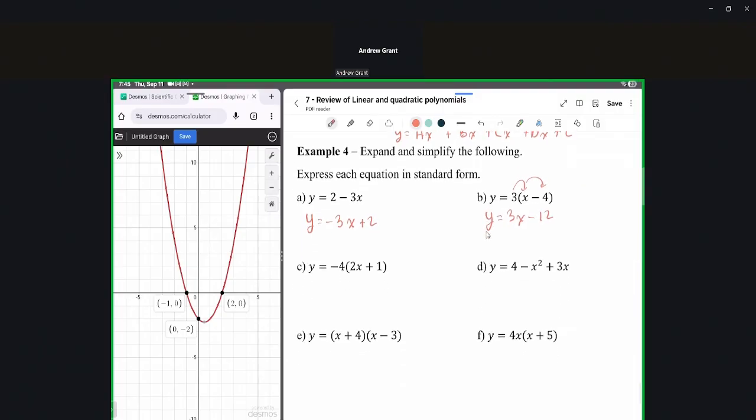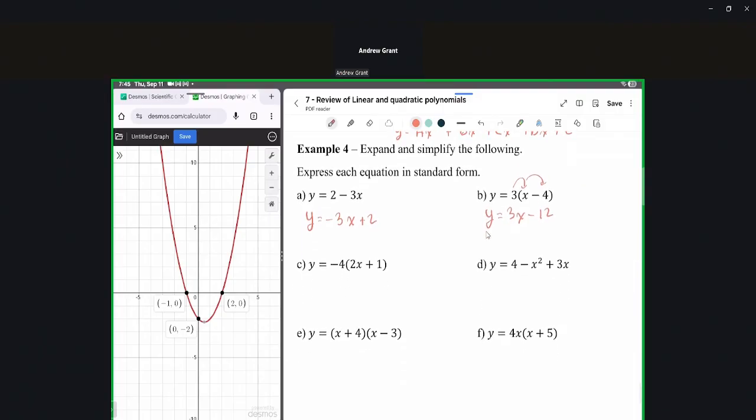What about C? Well, that's going to be y is equal to negative 4 times 2x plus 1. So this will be negative 4 times 2, which is going to be negative 8 of the x variety. Negative 4 times 1 is going to be negative 4.